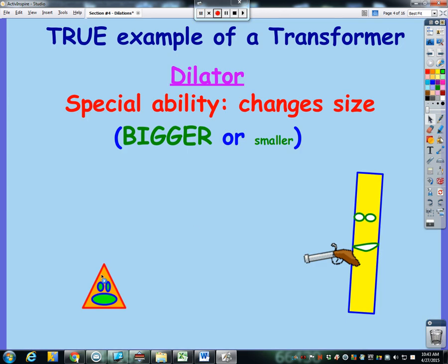Now, here is our dilator. He doesn't look like much right now, and we've got a French fry guy over here holding an 18th century style musket handgun. But dilator is not scared of having a gun pointed at him because he can dilate. So dilator, do your thing, buddy.